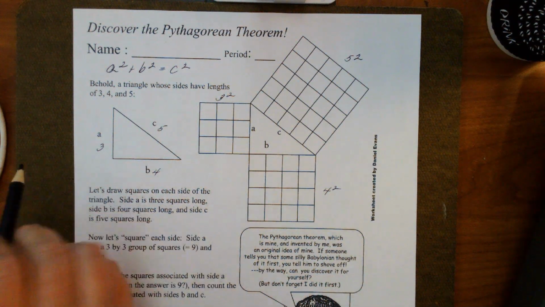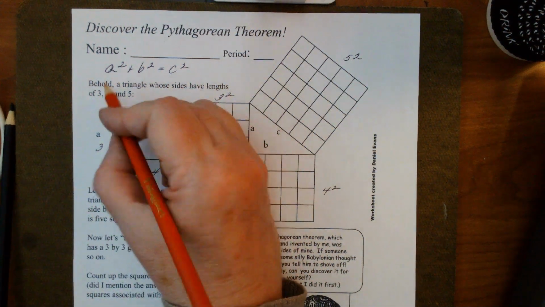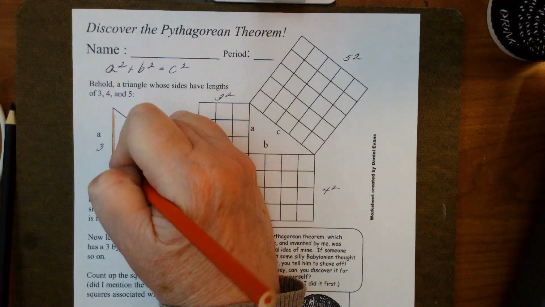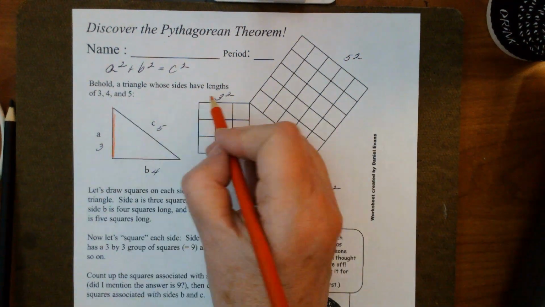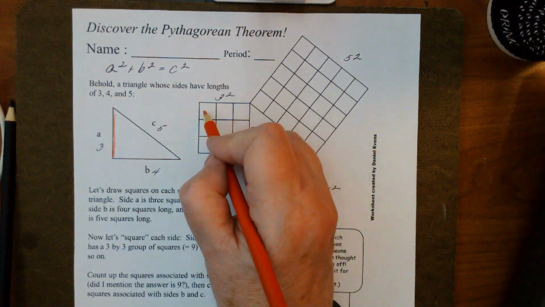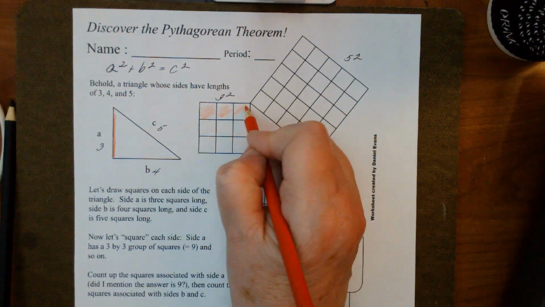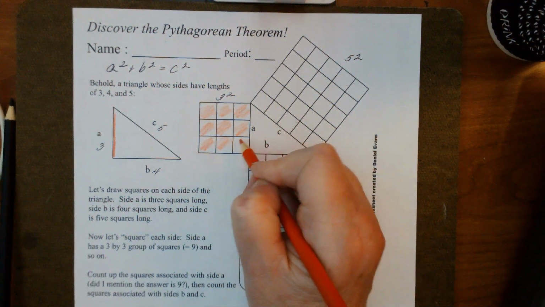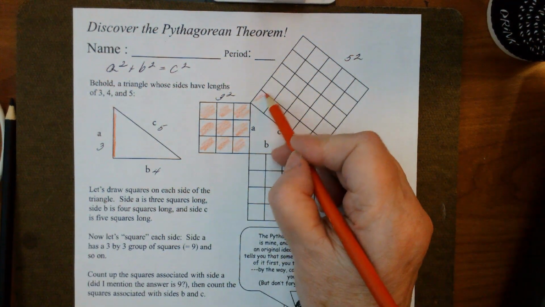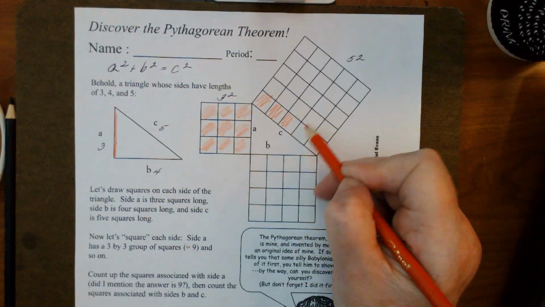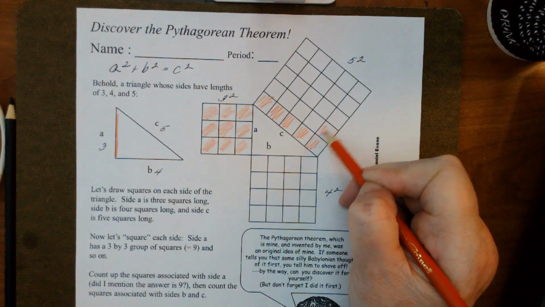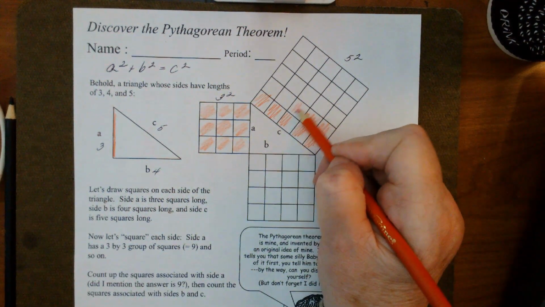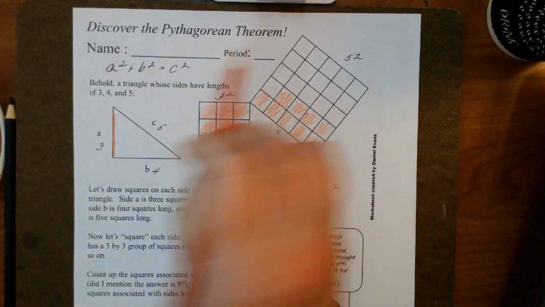Now, just for fun, we're going to do 3 here. So 3 to the second power is 9. So 3 times 3, so I'm going to color in 9 squares. And then I'm going to color in 9 squares over here. 5, 6, 7, 8, 9.